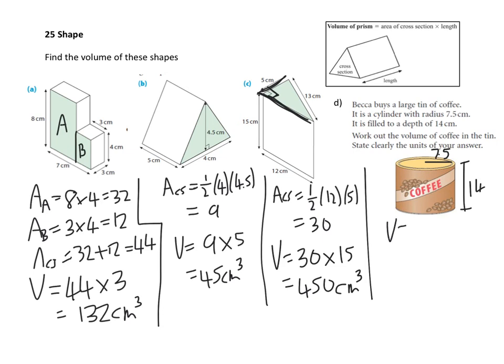So the volume of a cylinder is the area of the cross section. In this case, the cross section is a circle. The area of a circle is pi r squared, multiplied by its length, which we'll call h for the height of that cylinder. So we do pi, we multiply it by 7.5 squared, and we multiply that by 14. And that gives 2474.0 to 1 dp. Doesn't say anything about rounding, so we'll just leave it as that. And the units, then it's in centimeters, so this is cubic.